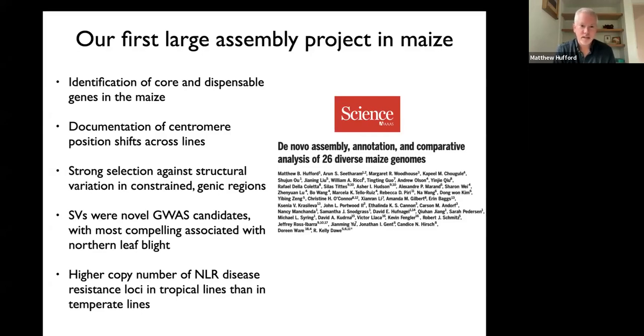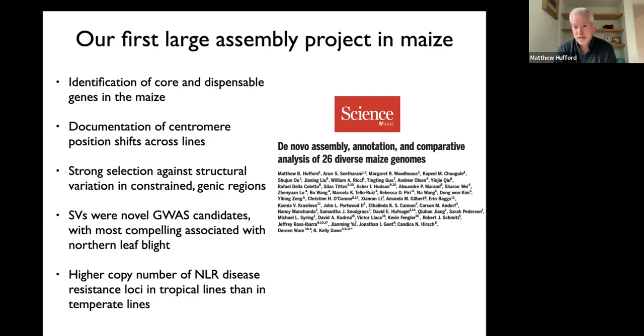We were able to see that the structural variants that we could detect for the first time, because we now had multiple genomes, showed evidence of strong selection against them in highly genic, constrained regions of the genome. That's an analysis that Jeff Ross-Ibarra's group did. And then Jiaming Yu did an analysis of whether or not these structural variants were important for determining phenotypes. So he did a genome-wide association study with those and identified some of the most compelling candidates associated with disease resistance, including one on chromosome 10 for northern leaf blight.